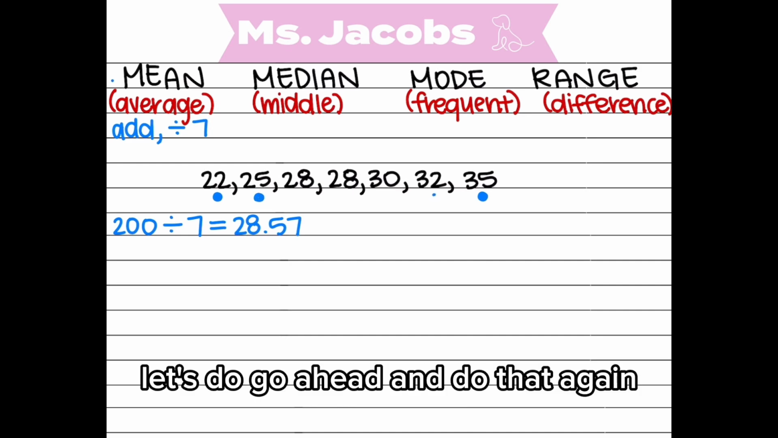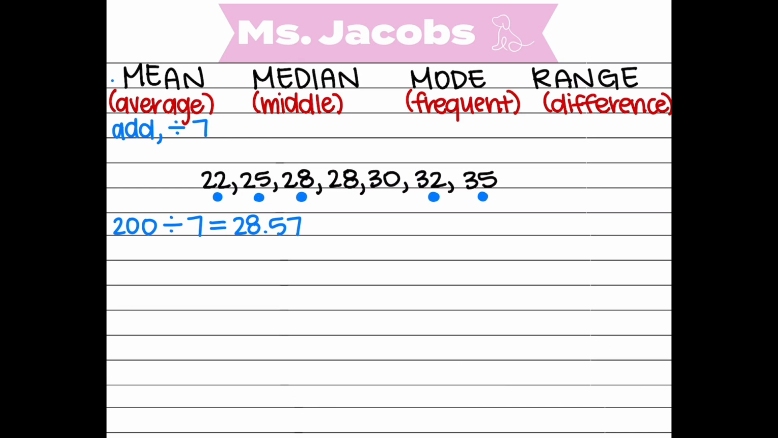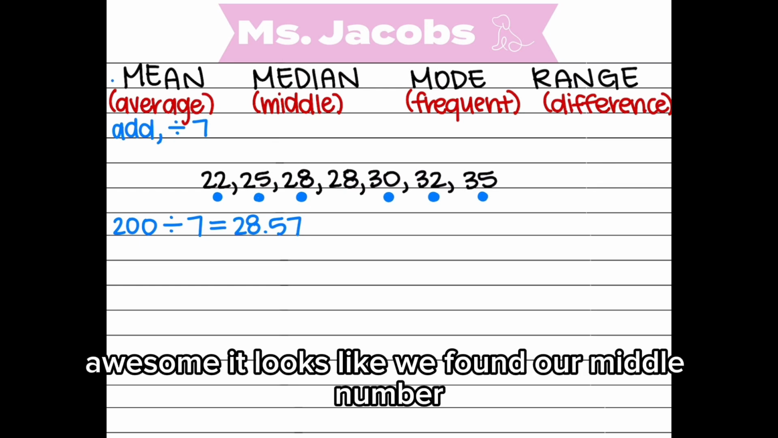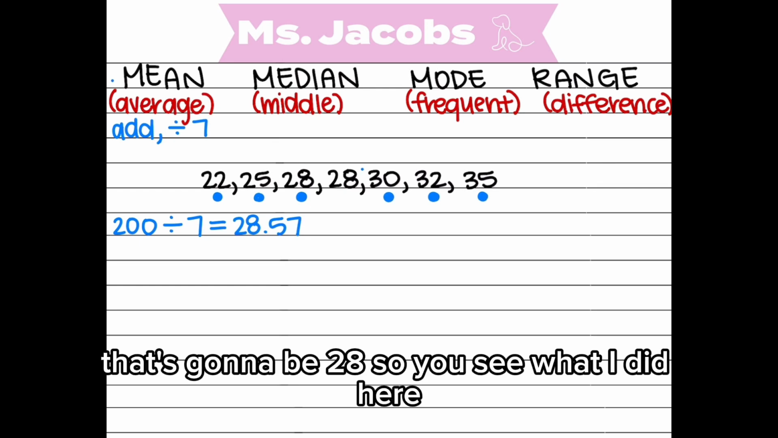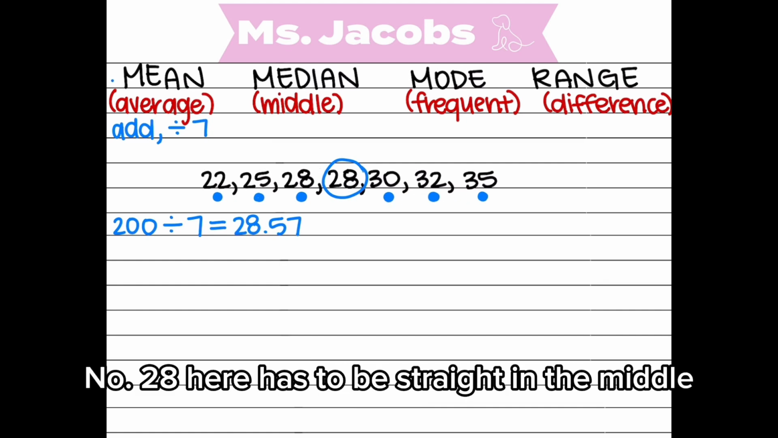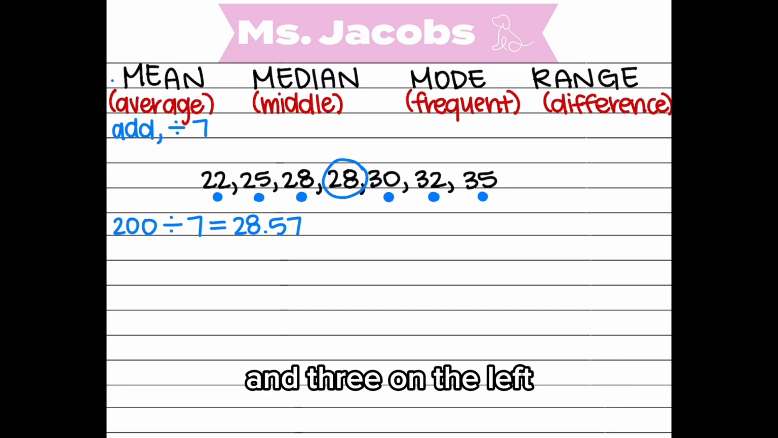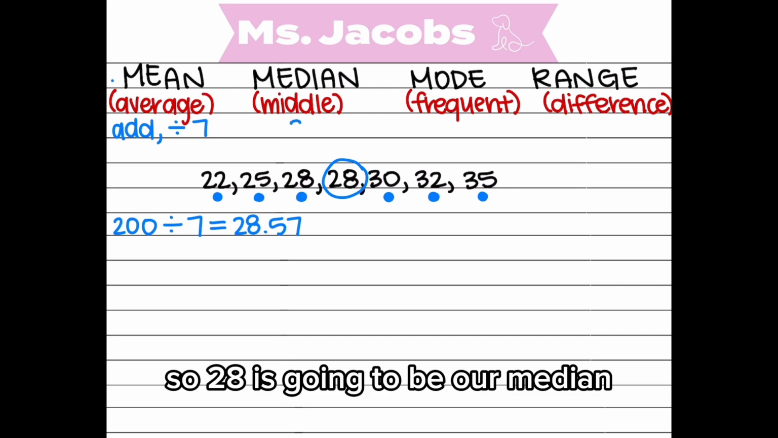Let's go ahead and do that again. All right, it looks like we're going to find a middle soon. Let's keep going. Awesome. It looks like we found our middle number. That's going to be 28. So you see what I did here. We've got 3 on each side, which means this number 28 has to be straight in the middle because we've got 3 on the right and 3 on the left. So 28 is going to be our median.